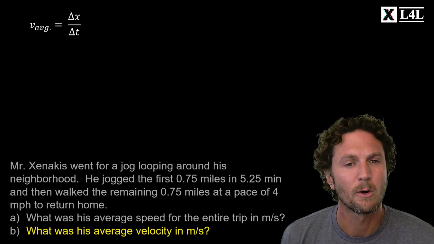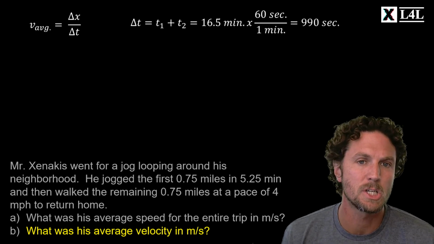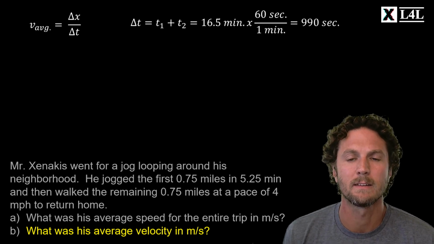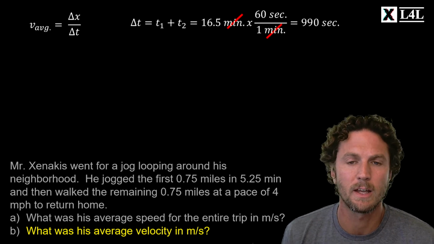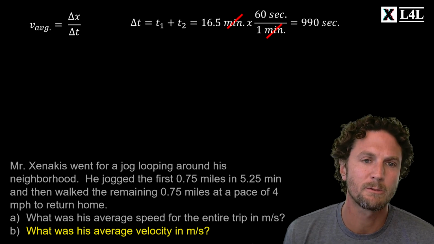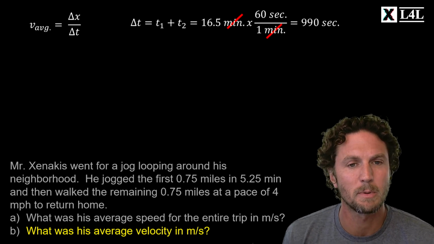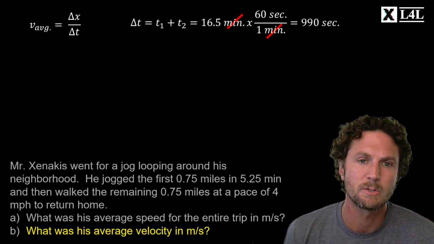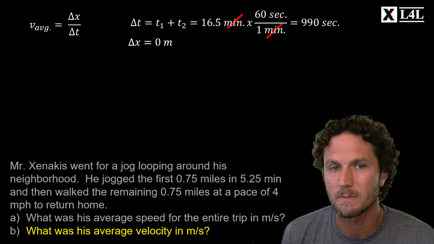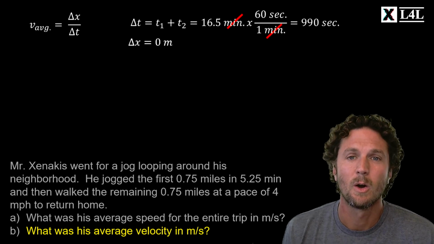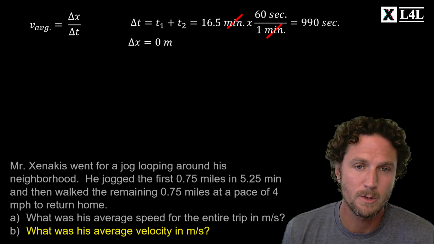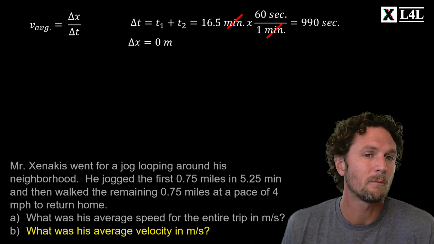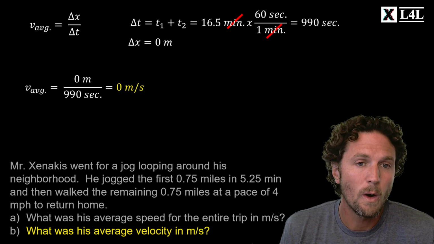Okay, so the total elapsed time is really the same. It hasn't changed. You add the two times together, and we're going to convert here again to get into seconds, and we have 990 seconds. But really what differentiates here is the fact that we're dealing with displacement. That's what's making it velocity as opposed to average speed. And in this case, our displacement, or change in position, was 0. We didn't go anywhere. We started at the house, and we ended up back at the house, which means that we didn't actually go anywhere.